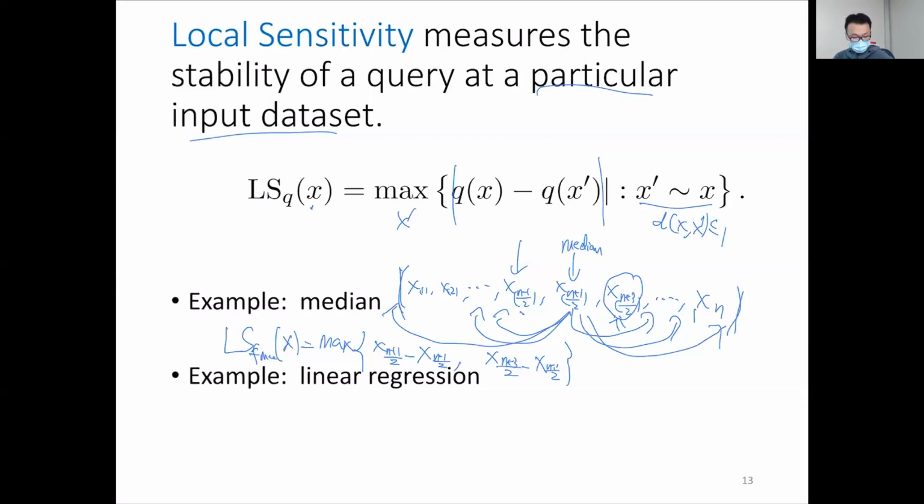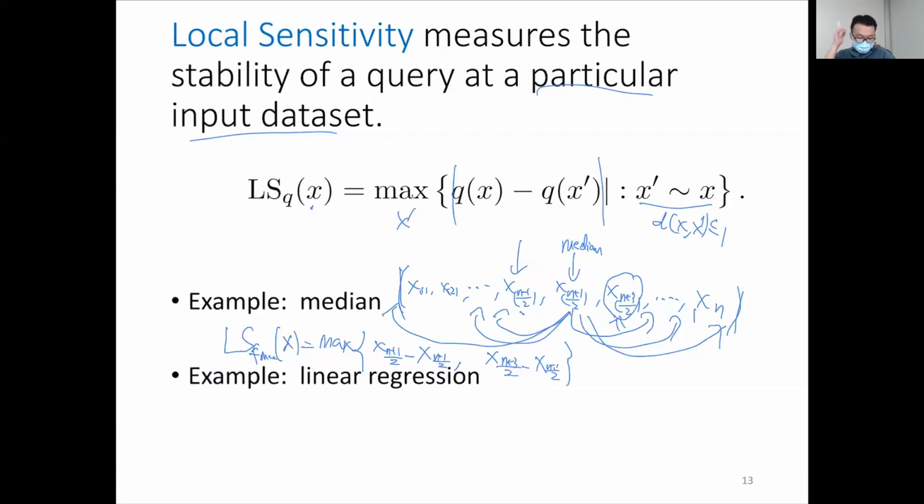Okay, so I'll leave it as an exercise for people who are interested to show that, suppose all these points are drawn from some normal distribution, what is the local sensitivity of the median, right? So you'll see that it'll behave very similar to that of the mean.